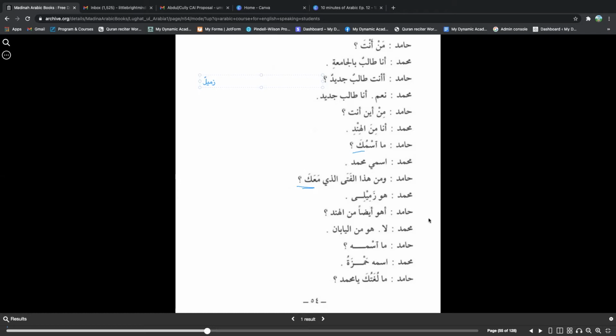Huwa zamiri. Okay. Hamidun. Ahuwa aidan min al-Hindi. Aidan means also. So ahuwa is he. Aidan also min al-Hindi. Is he also from al-Hind, from India? Muhammadan. La. Huwa min al-Yabani. No, he is from al-Yaban. He is from Japan.